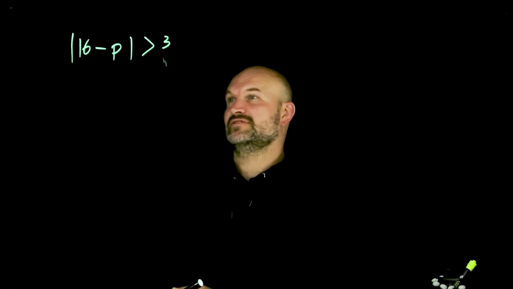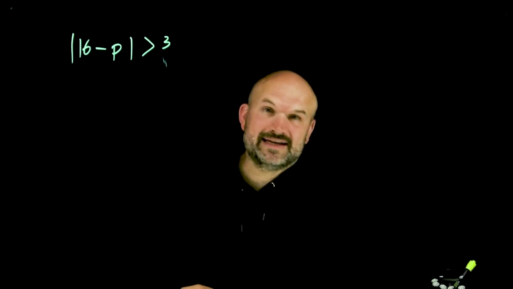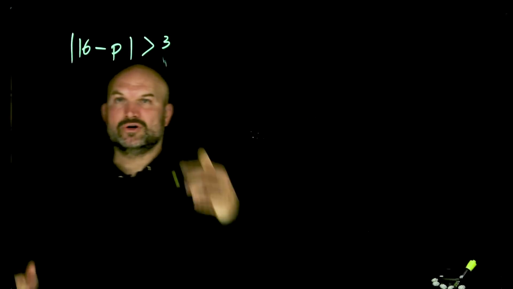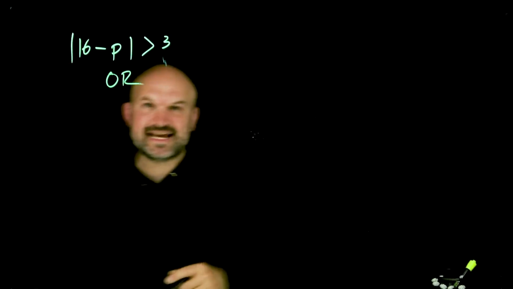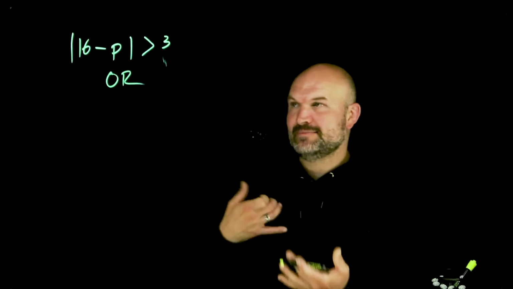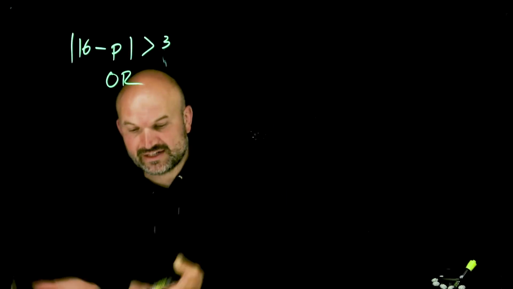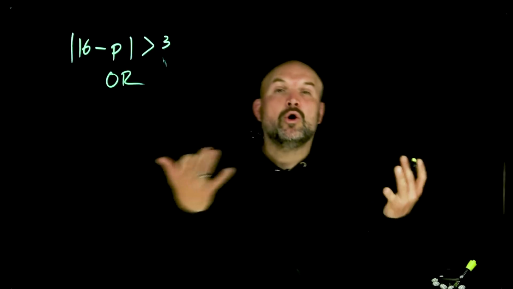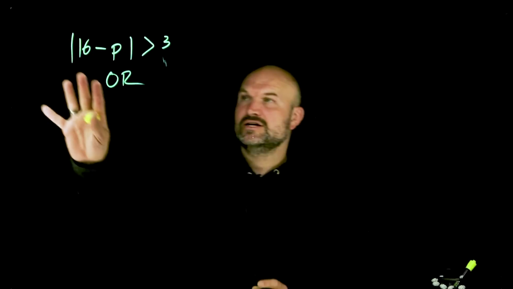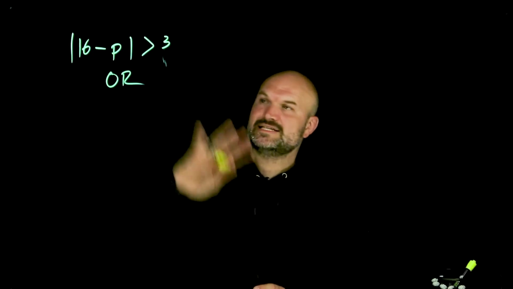So I have the absolute value of 16 minus p is greater than 3. Now, it's very important when we are looking at the greater than symbol, we're going to create an or compound inequality. What that means is one solution could be true, or the other could be true, or both. It's what we call an inclusive compound inequality.